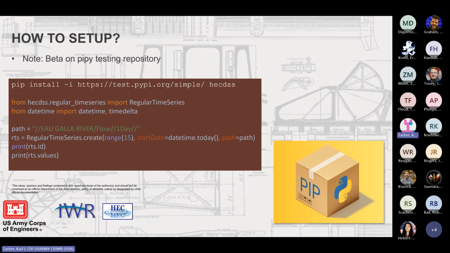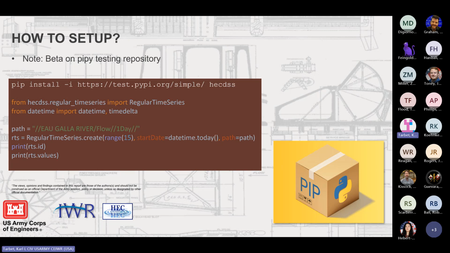So how do we set it up? We want to make it easy for everyone. I think we all know, it's just a quick, easy pip install away. Currently, our repository is being hosted on PyPI's test repository. So, following this URL, you can then get access to HEC DSS or DSSpy.